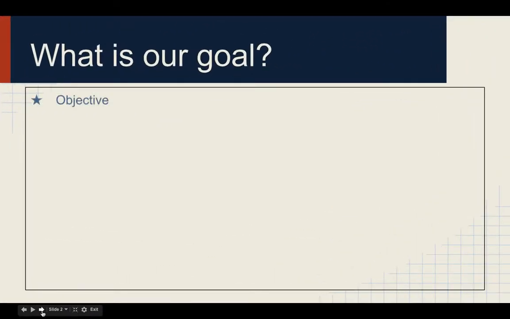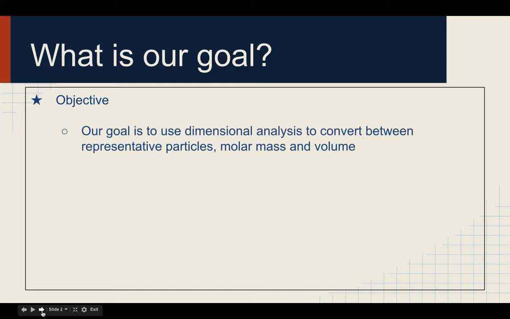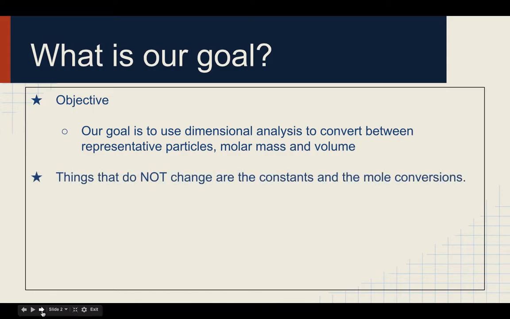So what is our goal? Well, first, our objective is to use our dimensional analysis to convert between representative particles, molar mass, and volume. Previously, we've been going from moles to representative particles, or moles to grams, or moles to volume, or vice versa. Now we're actually going to go in between these representative particles, molar mass, and volume, and skip the mole.